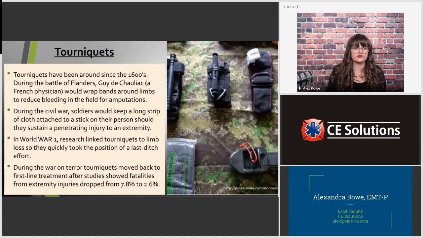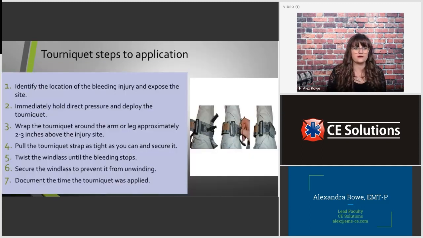During the Civil War, soldiers would keep a long strip of cloth attached to a stick on their person should they sustain a penetrating injury to an extremity. That way they can have a tourniquet ready to go. Again, tourniquets are no longer a last-ditch effort. It's actually moved to the front lines of treatment, and it has decreased the fatality rate. Look at this, 7.8% down to 2.6 by using tourniquets as first-line treatment now.